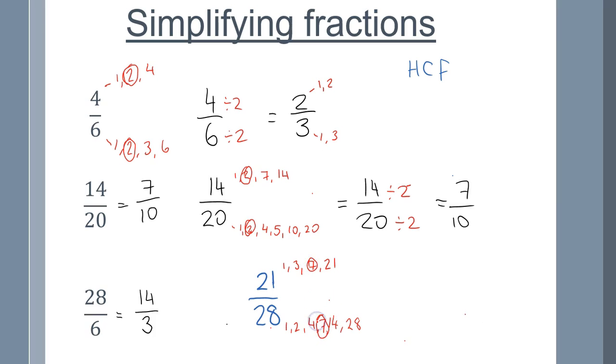So I'm using 7. So I'm going to rewrite it, 21 over 28. I'm going to divide the numerator by 7 and the denominator by 7. 21 divided by 7 is 3. 28 divided by 7 is 4. Okay, so that's one where we didn't use 2.